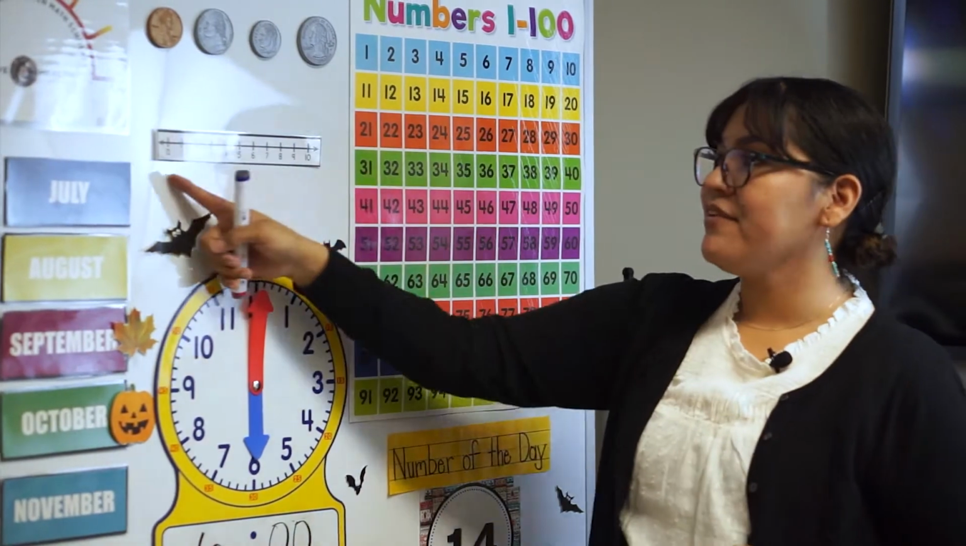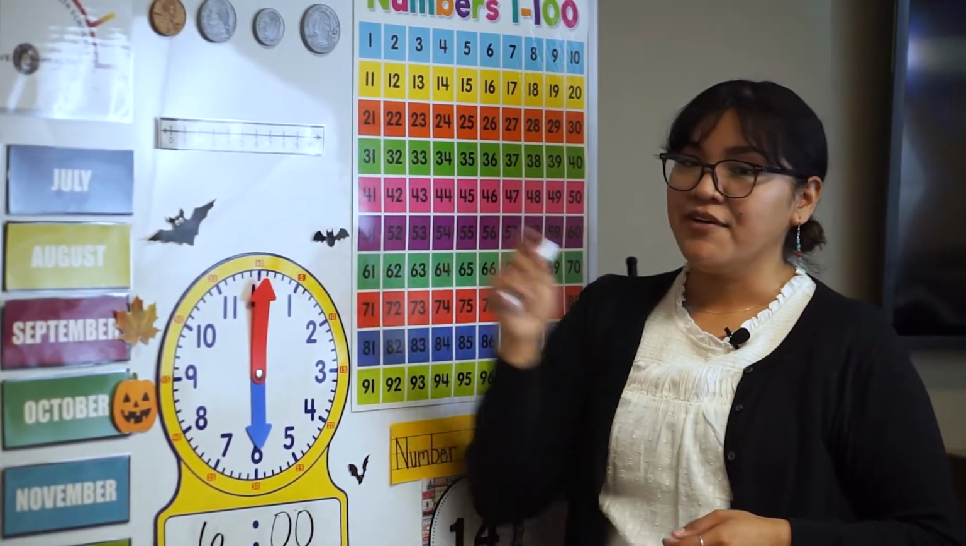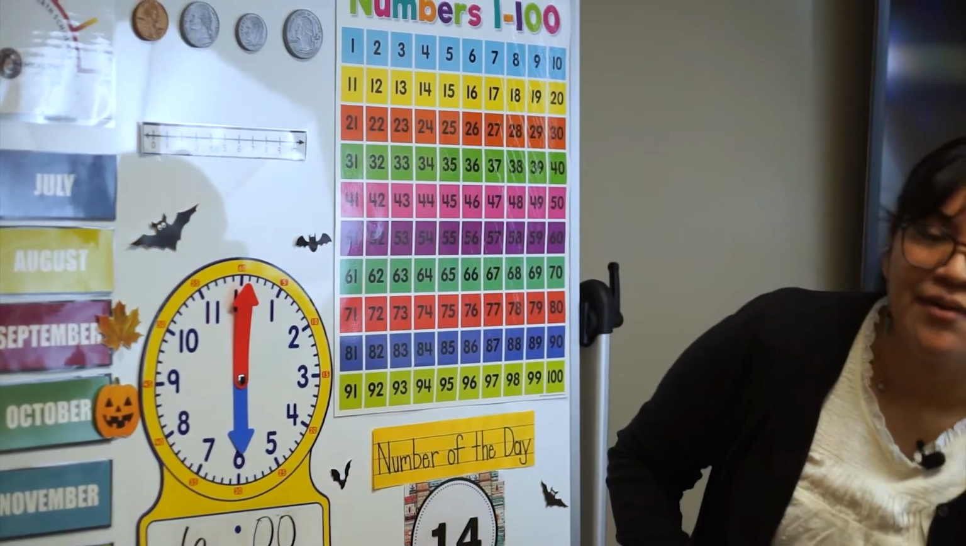Okay, that is our number line. And that was our math meeting today. So I'm going to flip the board around. Everyone have your lesson 13 centers and worksheets out while I flip around the math meeting board.